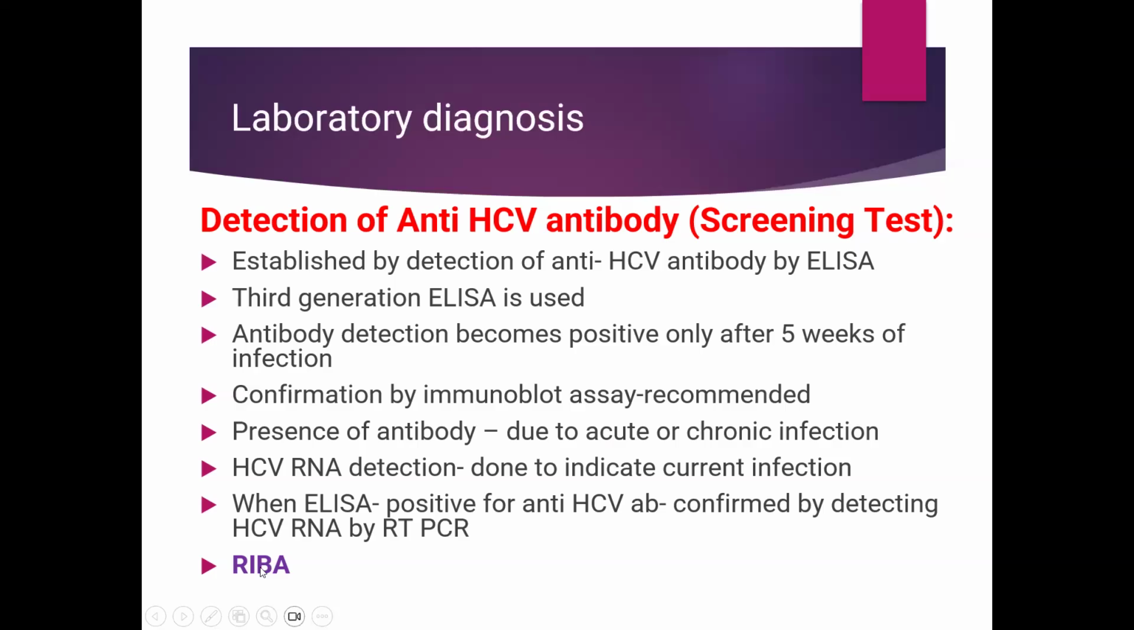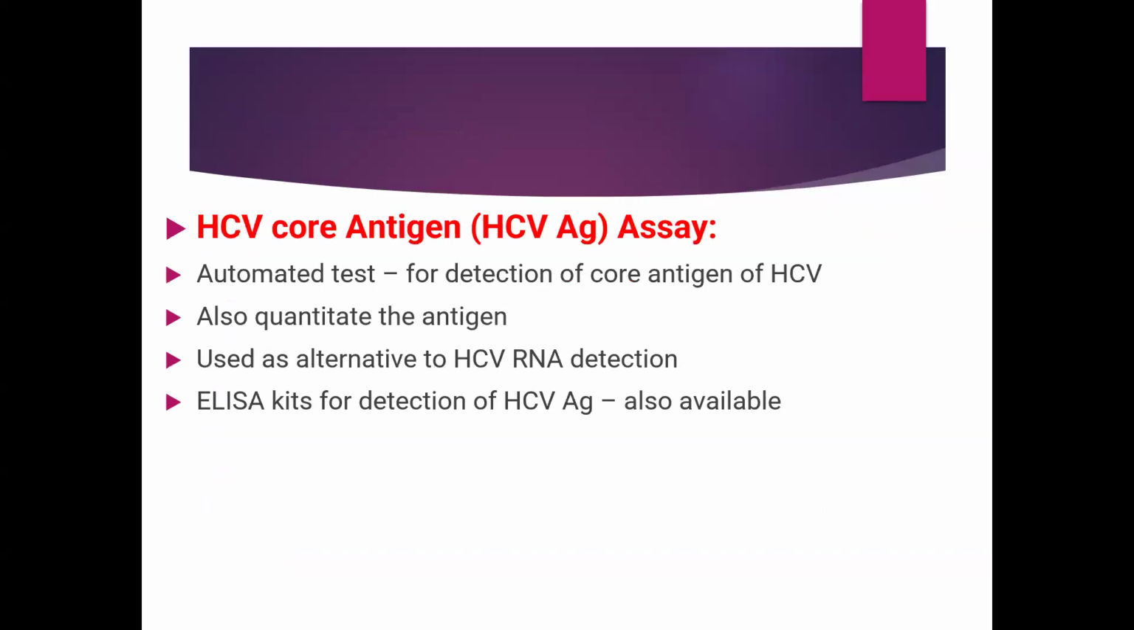Another method is RIBA, which means recombinant immunoblot assay. We used to do this test in the past to confirm positive results after the screening tests were positive. Generally, ELISA is the screening test. After ELISA is positive, we generally used RIBA, but now we are not using this RIBA method.